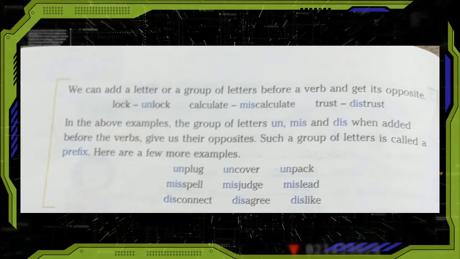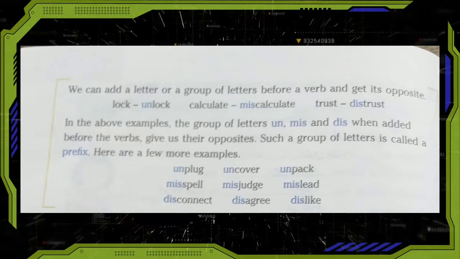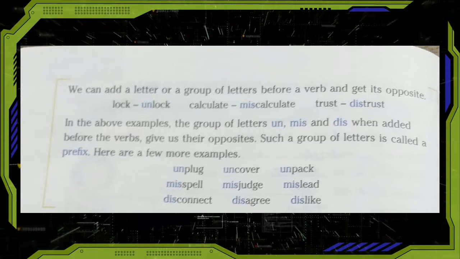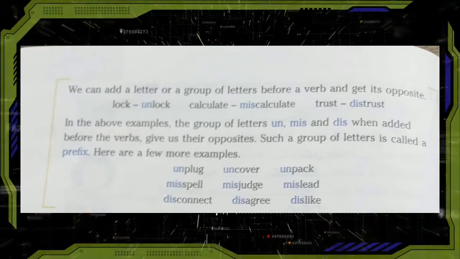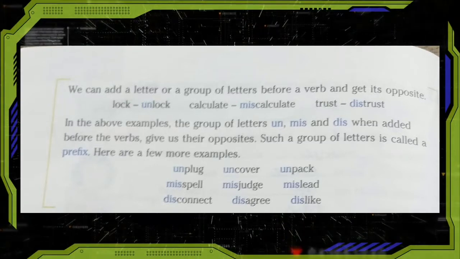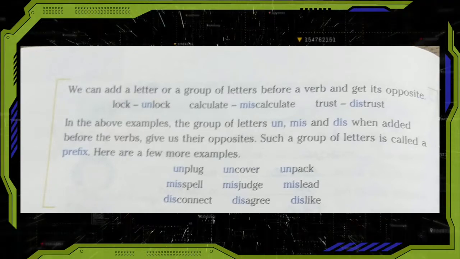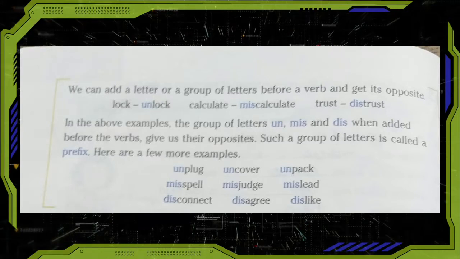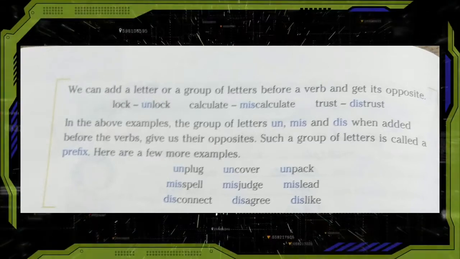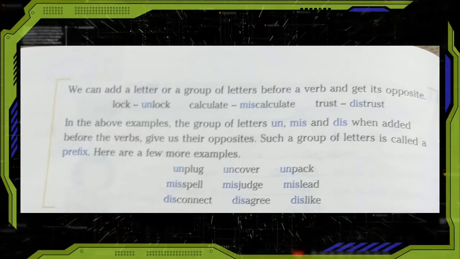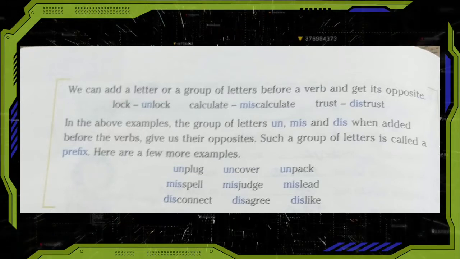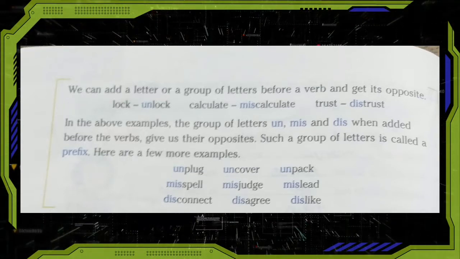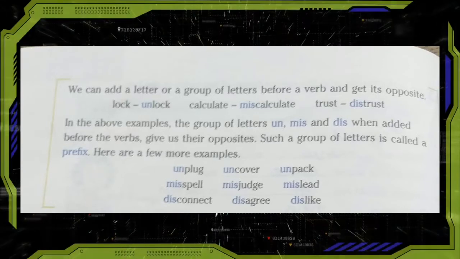We can add a letter or a group of letters before a verb and get its opposite. Example, plug, unplug, calculate, miscalculate, trust, distrust. So, in the above examples, the group of letters un, mis and dis when added before the verbs give us their opposites. Such a group of letters is called a prefix.